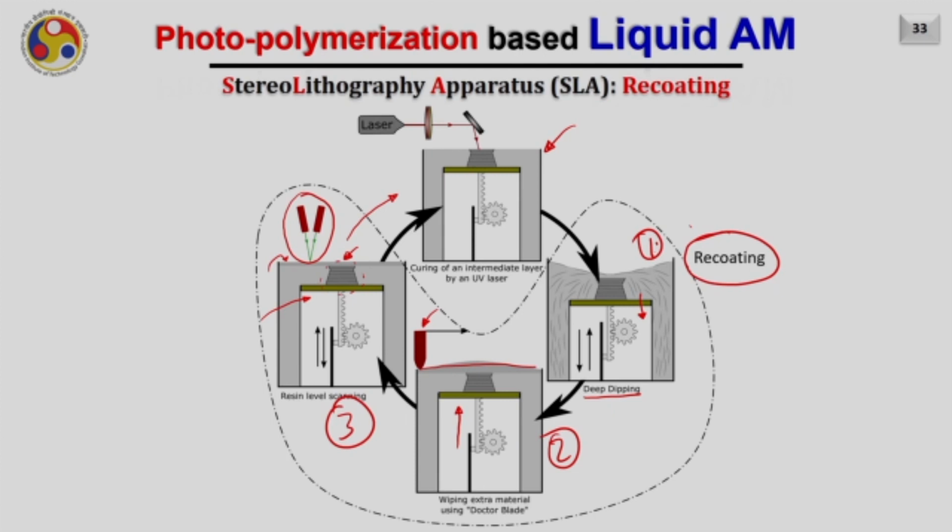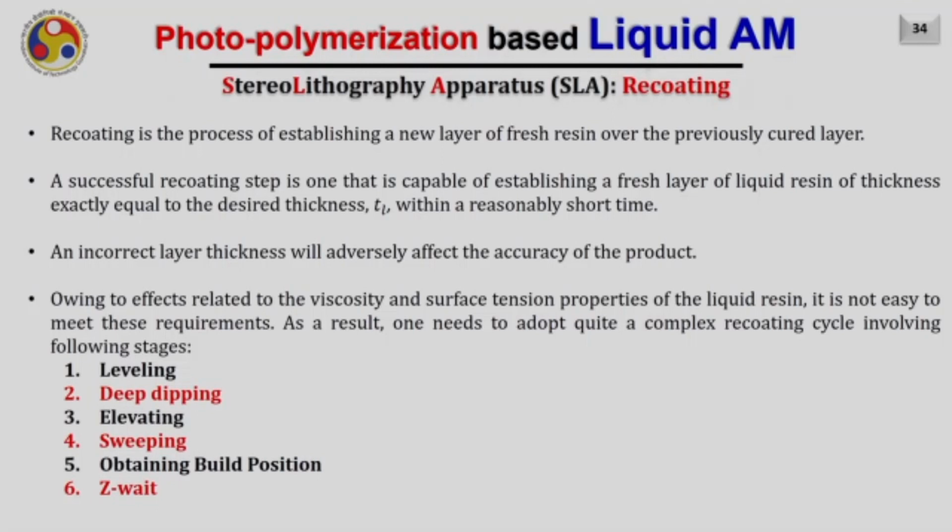In the SLA process, recoating takes around 5 to 10 times more time as compared to the curing time, because this recoating cycle is so complicated that it takes a lot of time. So what is recoating? Recoating is the process of establishing a new layer of fresh resin over the previously built layer. A successful recoating system is one that is capable of establishing a fresh layer of liquid resin of thickness exactly equal to the desired thickness, let us assume it has to be TL, within a reasonably short period of time.